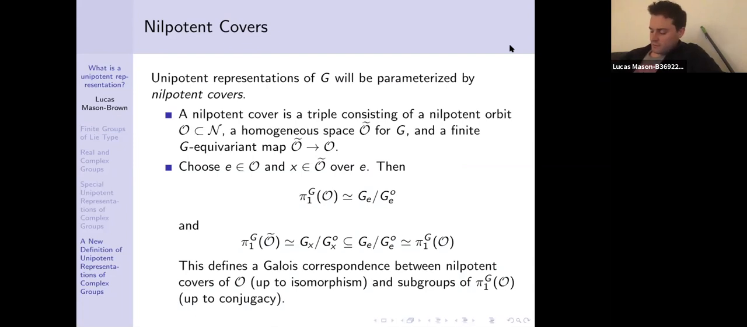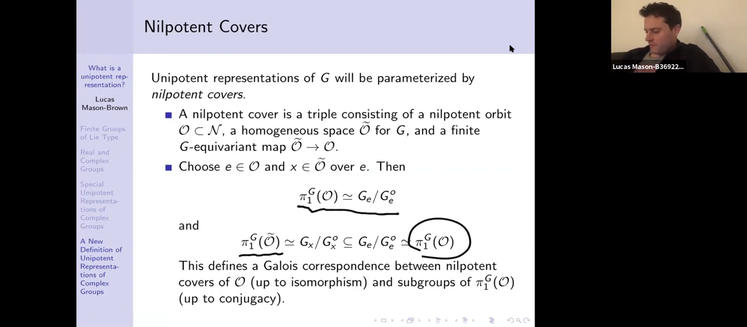If you pick a point E in the orbit and a point X lying over E, then the equivariant fundamental group of O is identified with the component group of the centralizer of E, and the equivariant fundamental group of O tilde is a subgroup of the fundamental group of O, which is identified with the component group of the stabilizer of X. And this subgroup depends on your choices of E and X, but it's well defined up to conjugation within the fundamental group of O. So this sets up an order reversing correspondence between nilpotent covers of a given orbit O and subgroups of its equivariant fundamental group up to conjugacy.